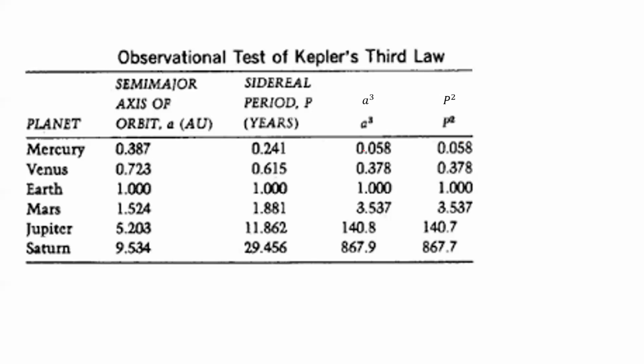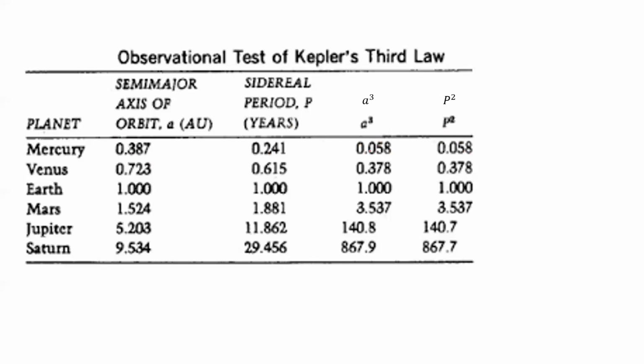What a coincidence. It's the same number. So the size of Mercury's orbit cubed is the same as the period of its orbit squared. Now, of course, that's only going to work if you measure the size of the orbit in astronomical units and you measure the period in years.